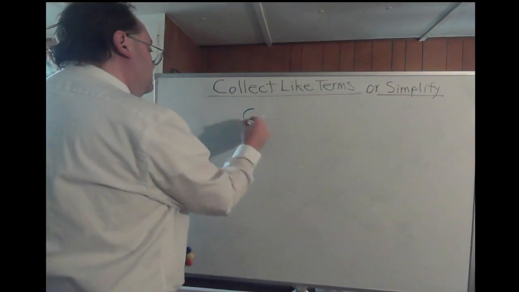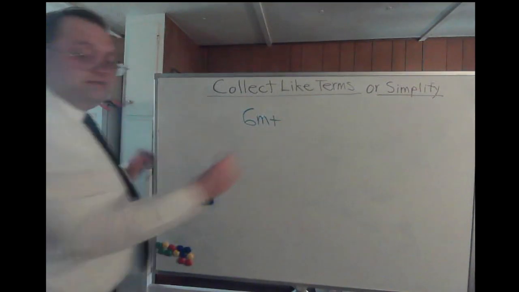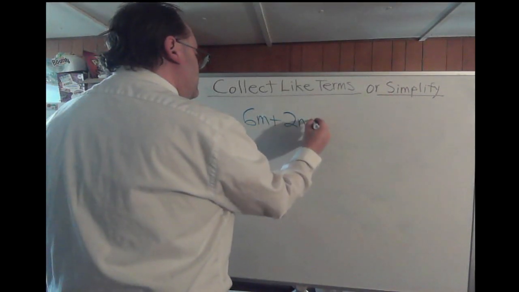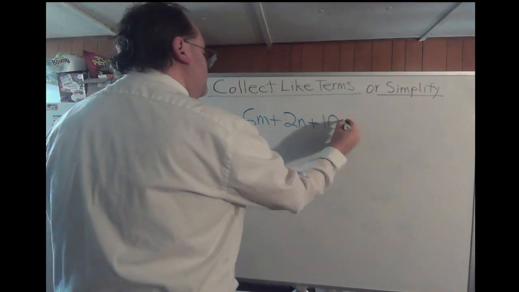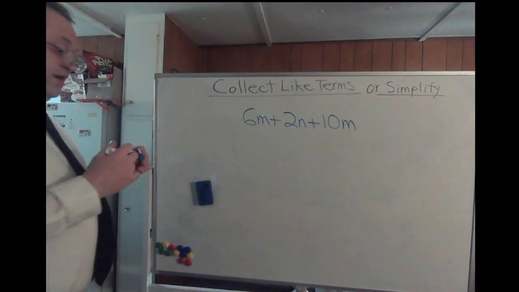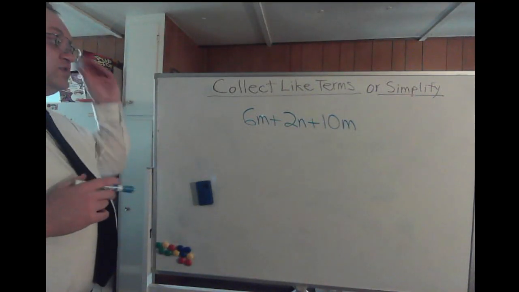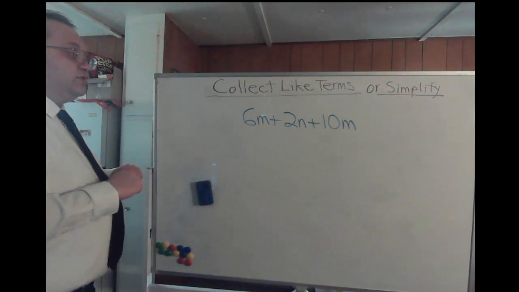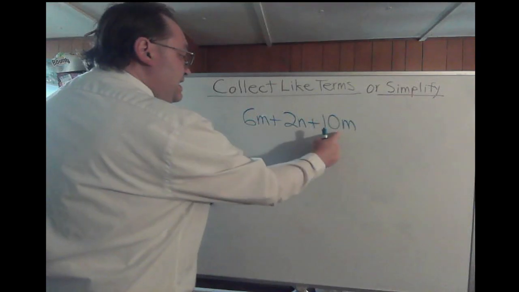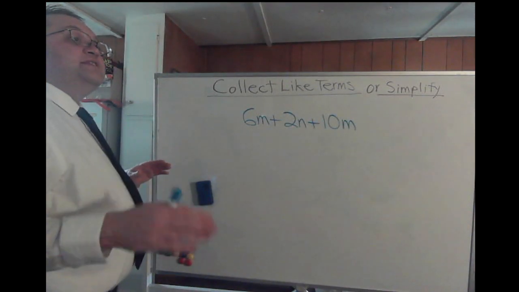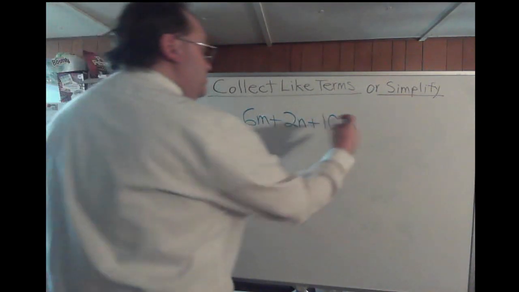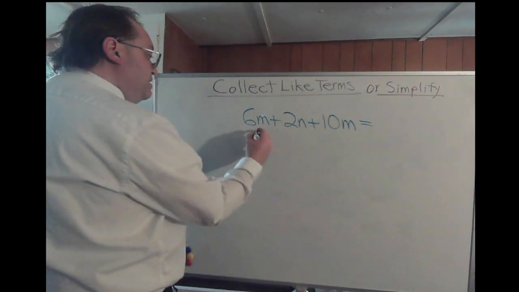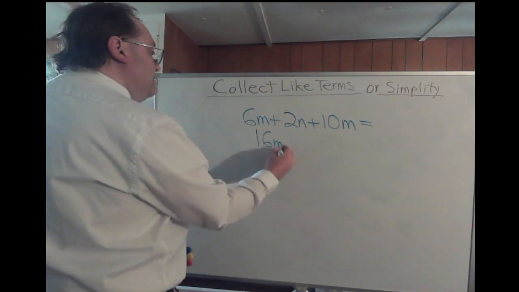Now, let's say we have two variables. Well, we have two variables now all of a sudden. So, again, like you would before, you're going to look for like terms. 6m and 10m are like terms because they have the same variable. You can add the same variables together. So 6m plus 10m, that's 16m.